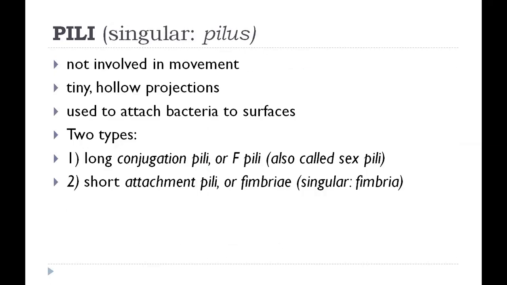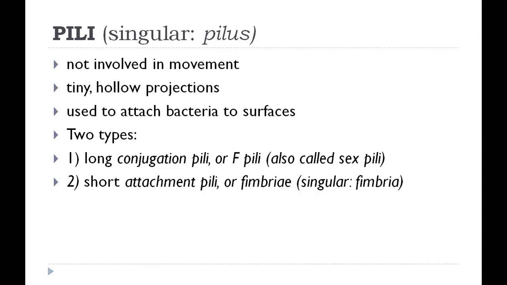Next appendages are pili, or singular pilus. Pili are not as lengthy as flagella, and pili are not involved in any movement. So pili are not the organs of locomotion. These are tiny and hollow projections which extend from the bacterial cell surface. The main role of pili is to help bacterial cells adhere or attach to surfaces.